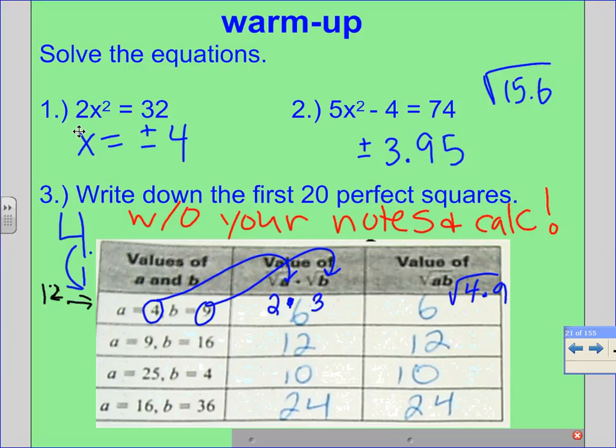Alyssa, I said always. 17. The slope is undefined because the 0 is in the denominator. So if 0 is in the denominator, it's a vertical line. Your slope is undefined. Okay, probably. Emma M.